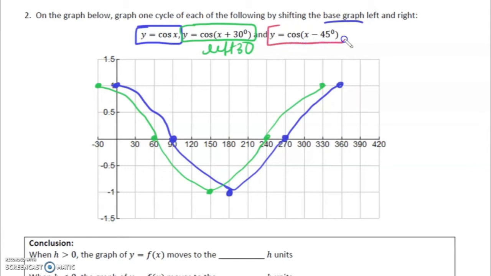And this one, y equals cos bracket x minus 45, is going to the right 45 degrees. The right 45 is going to actually be like a box and a half, for each of the critical points.